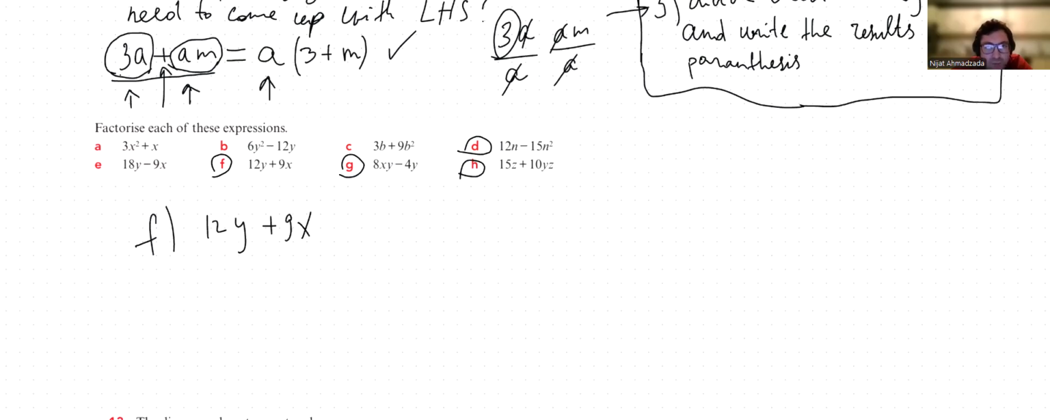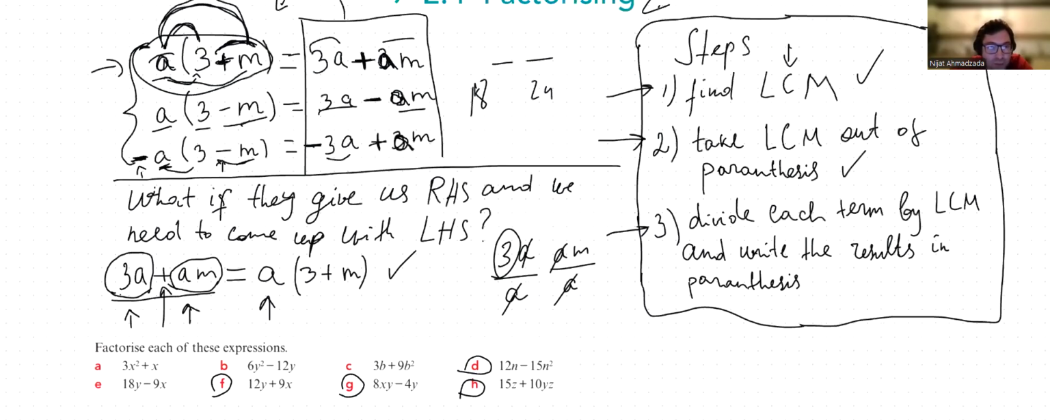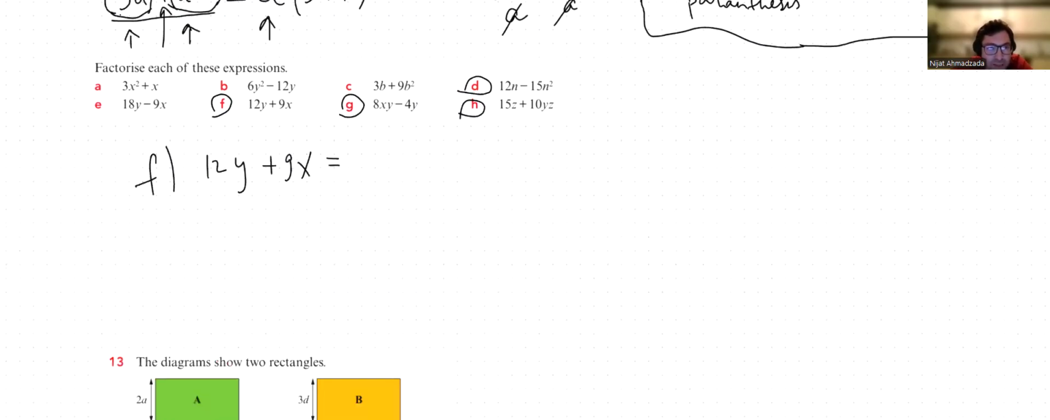So that's equal to, first step, remember the steps, we have to find the LCM. There are variables y and x, but they are not the same. They are not common, so there will not be anything out of the parenthesis. It will be inside. So we got numbers 12 and 9, and we're going to find the LCM between 12 and 9.